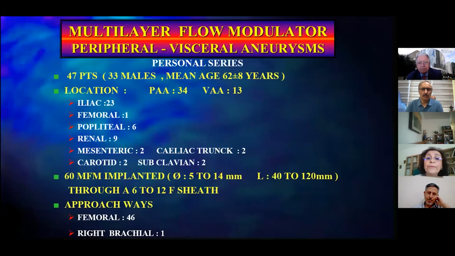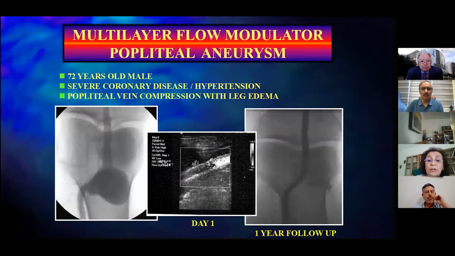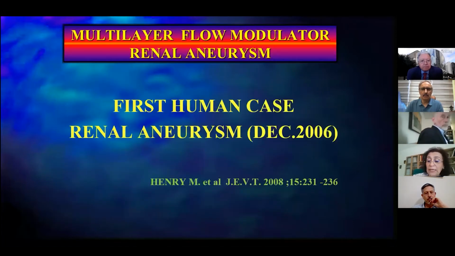The personal series of Michel Henry includes 47 patients. The locations are essentially iliac, femoral, popliteal, and renal arteries. This is an example of an iliac aneurysm at 2 years of follow-up. This is a popliteal aneurysm at 1 year of follow-up. He also treated 9 cases of renal aneurysm. The first human case was treated in 2006.